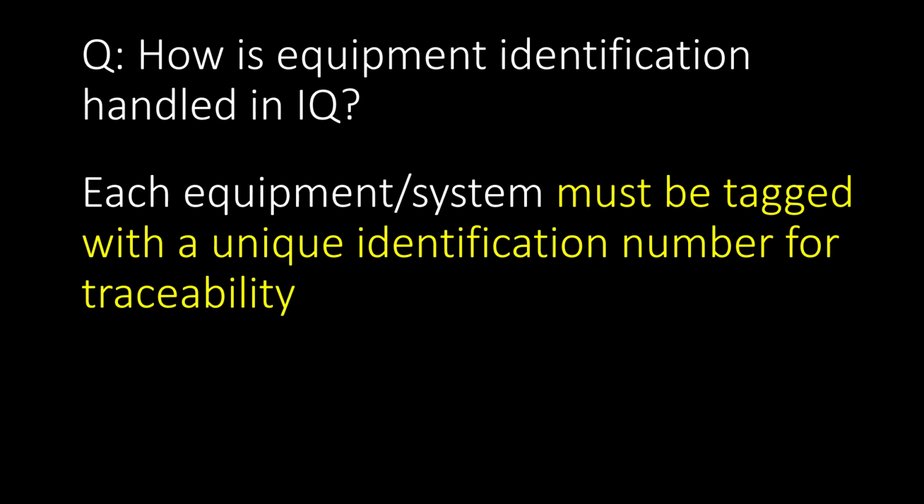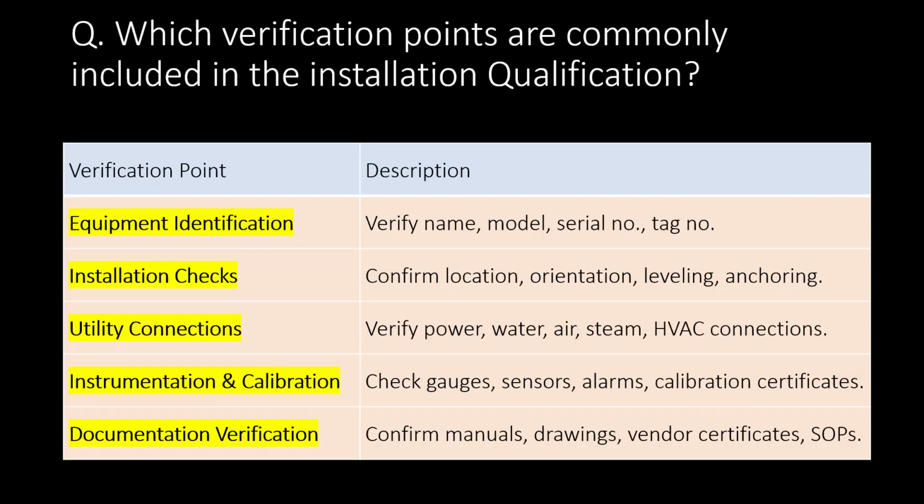How is equipment identification handled in IQ? Each equipment or system must be tagged with a unique identification number for traceability. Which verification points are commonly included in the installation qualification? First, equipment identification. Here we verify name, model, serial number, and tag number. Second, installation checks. Here we confirm location, orientation, leveling, and anchoring.